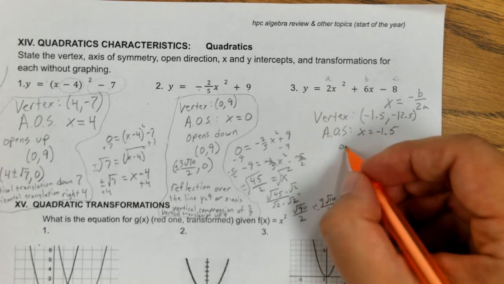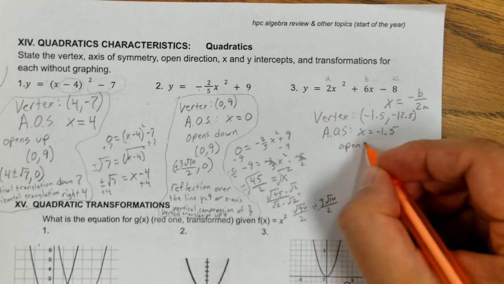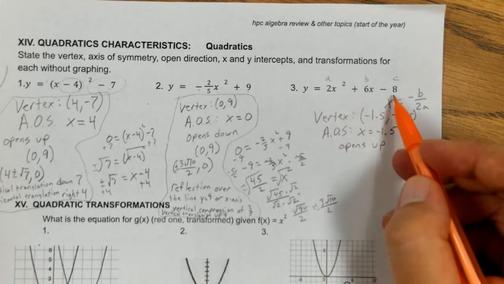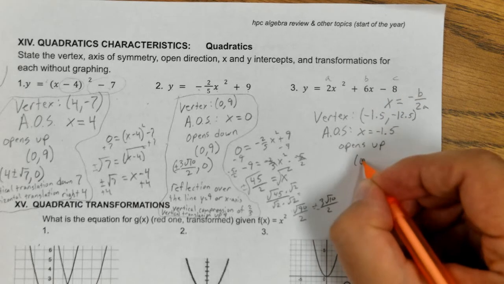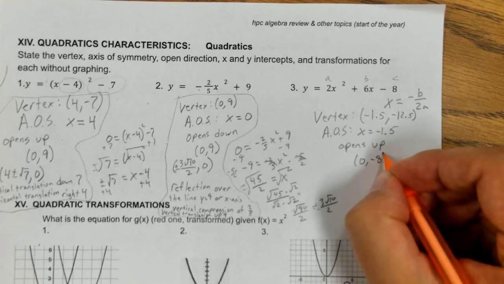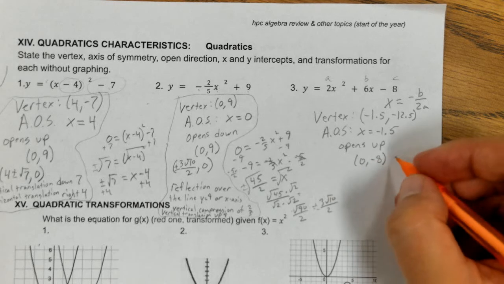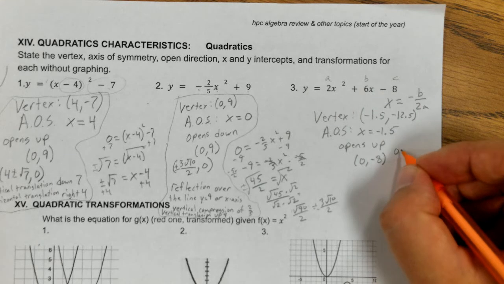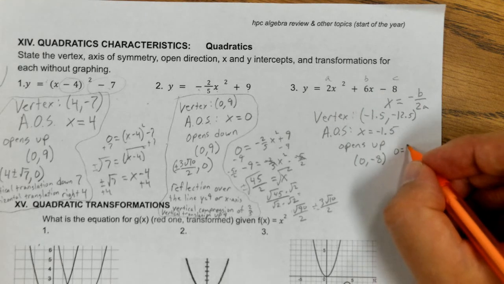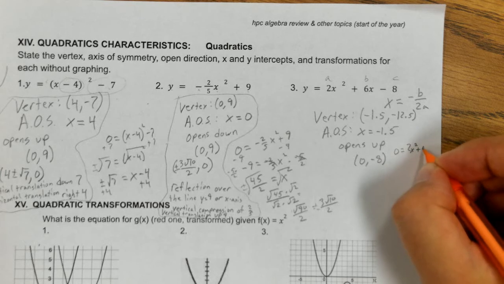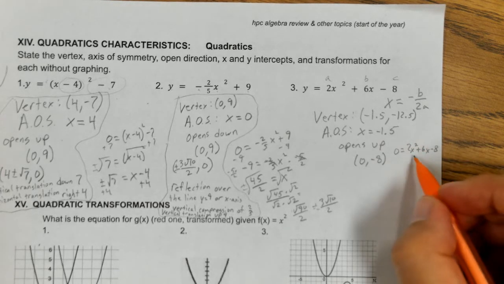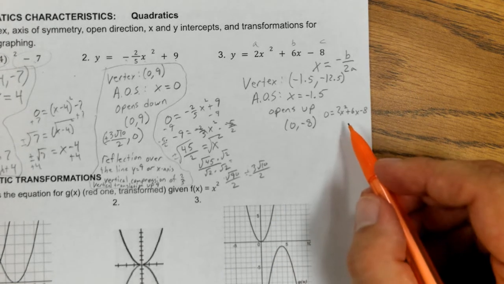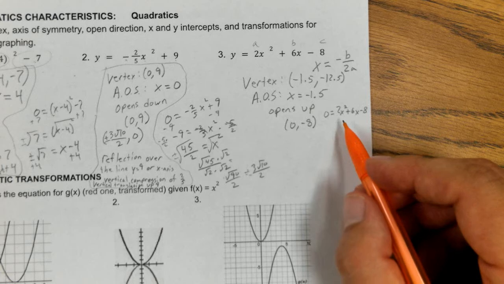This is positive, so it's going to open up. Our intercepts, first we can substitute in a 0 for x, and we're going to get negative 8. So I know 0, negative 8 is going to be my y-intercept. My x-intercepts, this would be set equal to 0, so we'd have 0 equals 2x squared plus 6x minus 8. You can solve it by factoring or by quadratic formula. It does not matter how you do it.